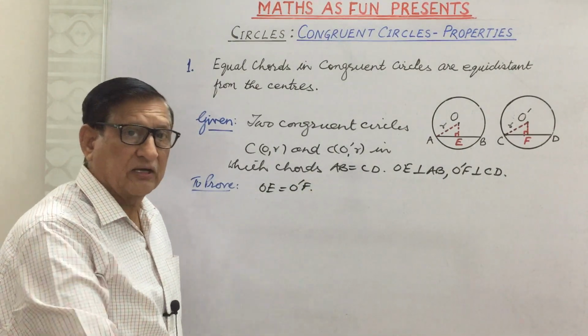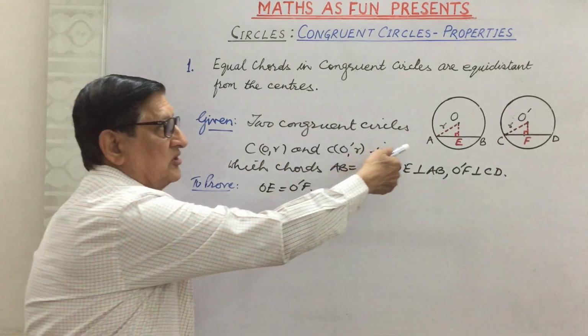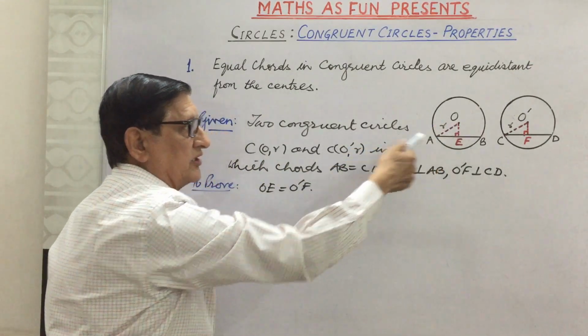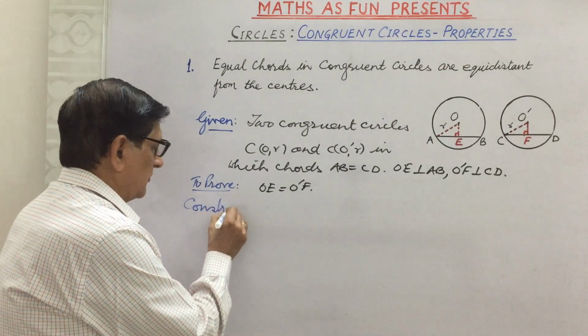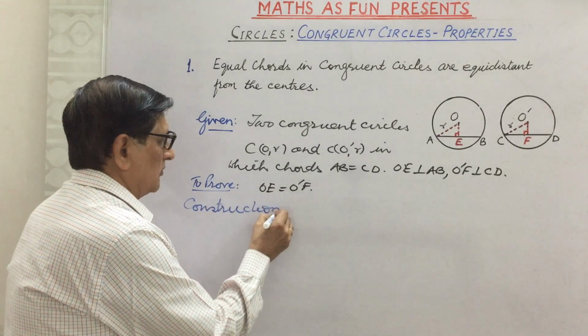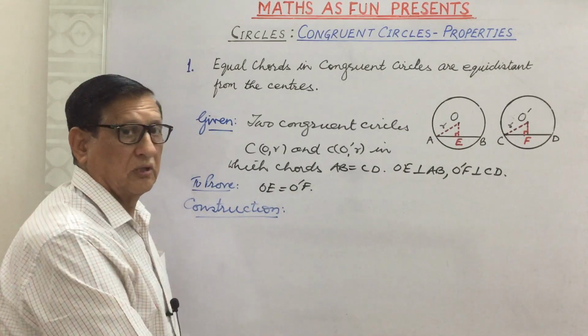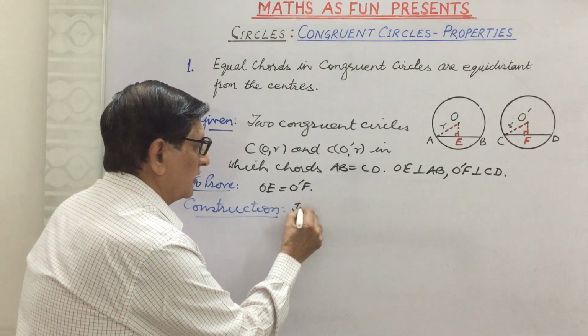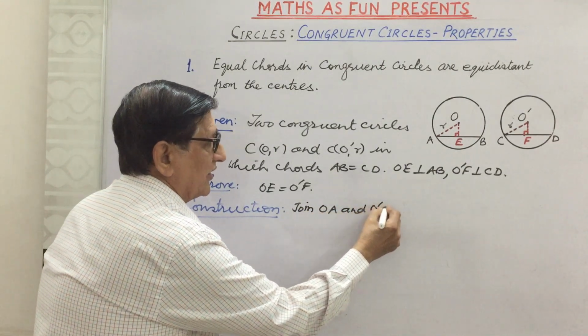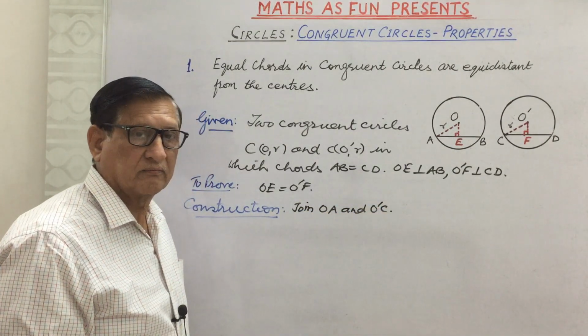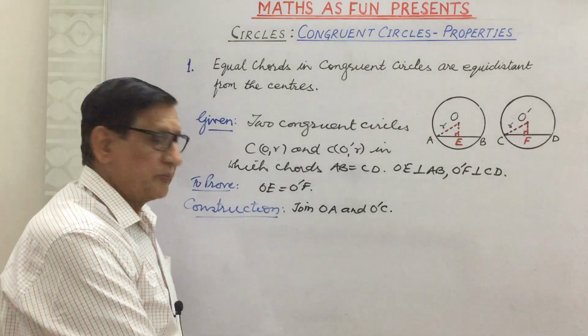Construction. We need a construction in this, that is join OA and O dash C. We write here the construction: join OA and O dash C. Now comes the proof.